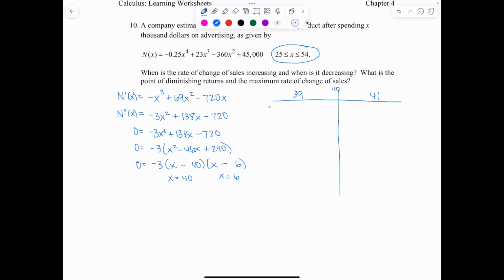Our second derivative at 39 will give us negative 3 times 39 squared plus 138 times 39 minus 720. Negative 4,563 plus 5,382 minus 720 is 99. Positive. This tells us concave up.